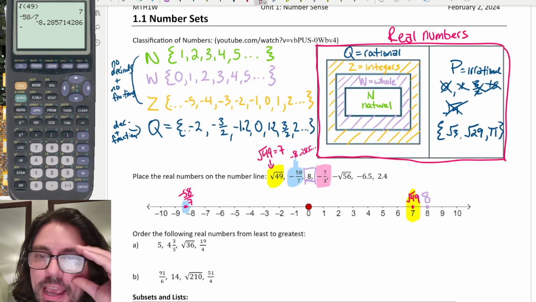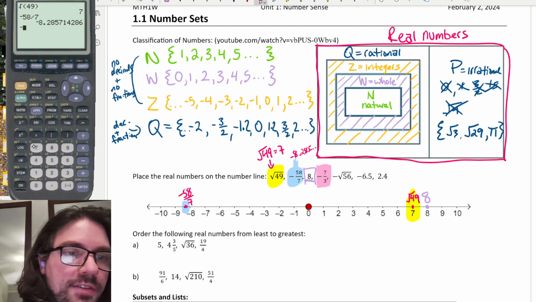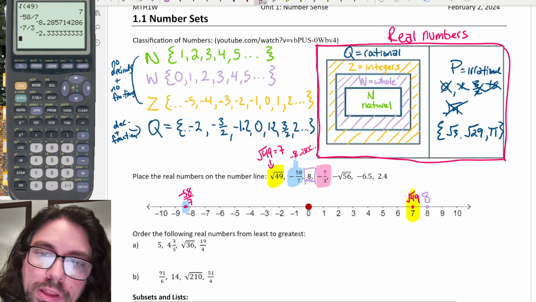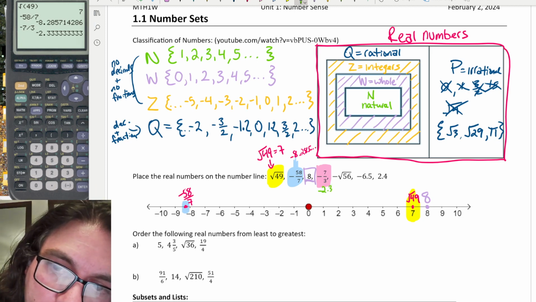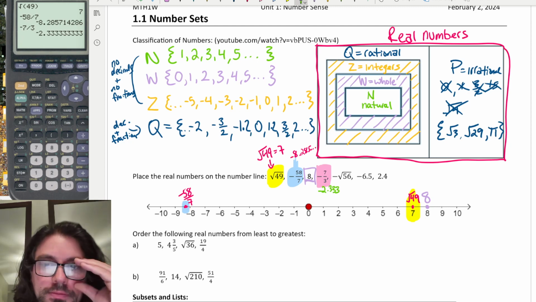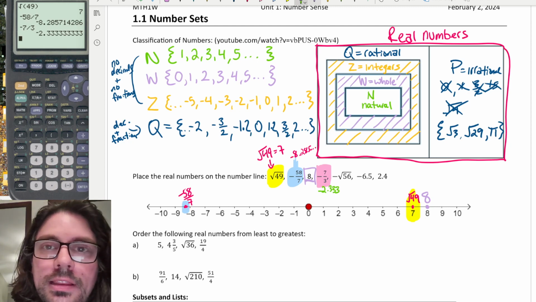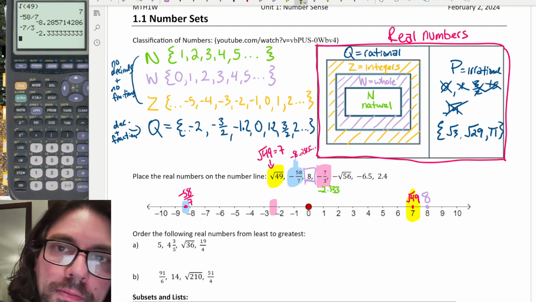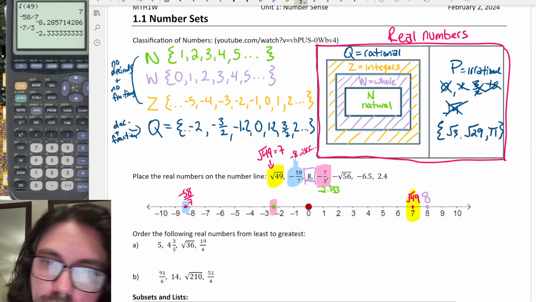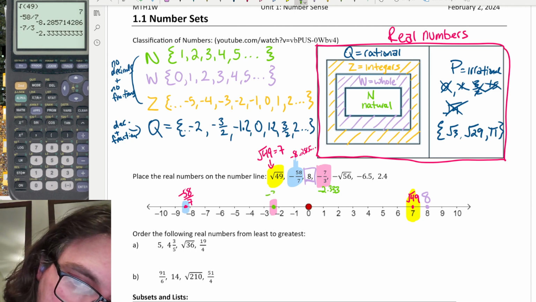So we'll press that, negative 7. And then over is another way of saying divided by. In fact, if you look on the calculator here, it shows it that way. And that is negative 2.33333. I'm going to mark that down here, negative 2.333. So let's mark that here. That's about there. We can write that down as negative 7 over 3.